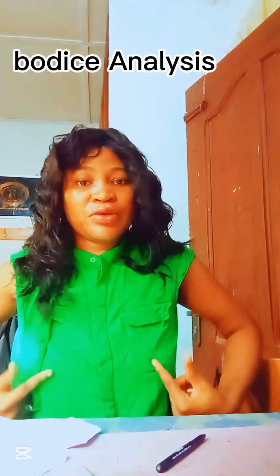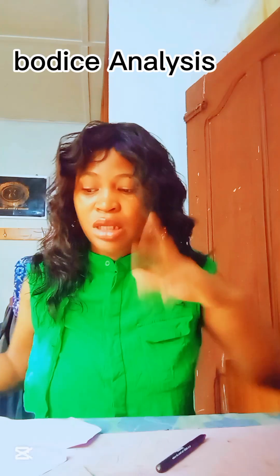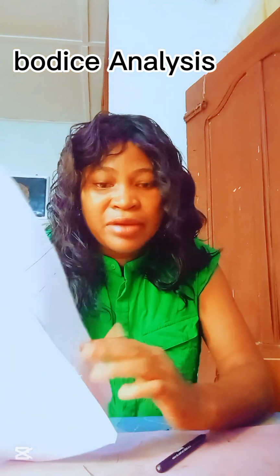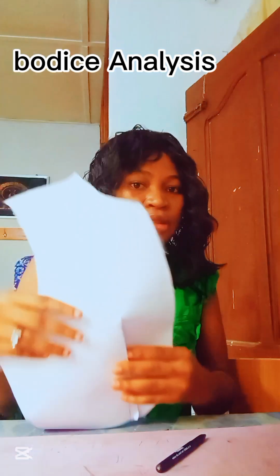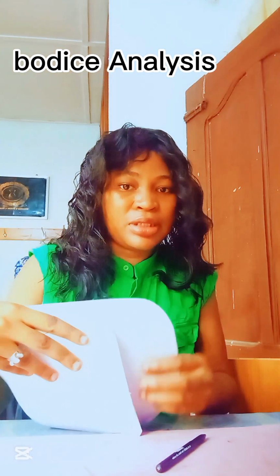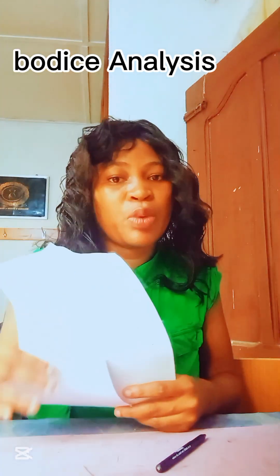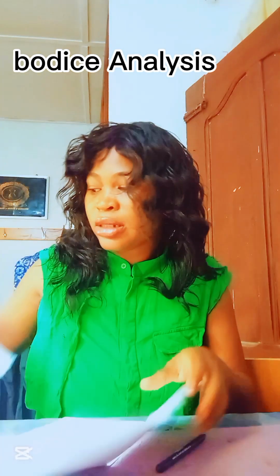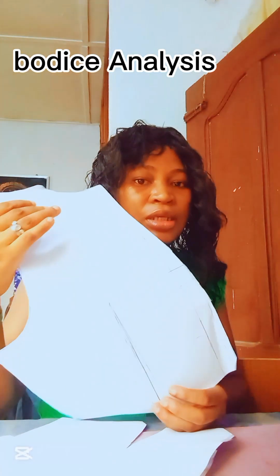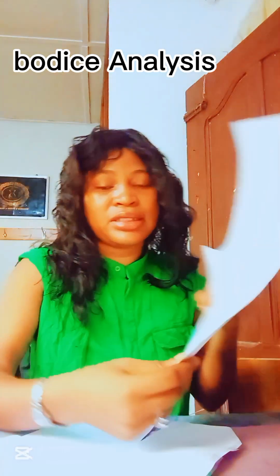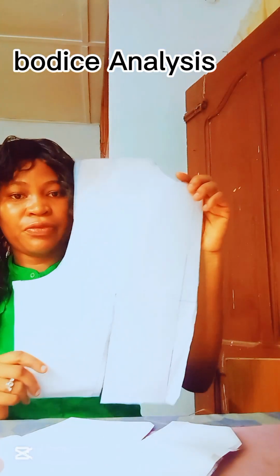The darts are the little folds you see in front of your garment. These little folds create curves around the bust, the waistline, and the back, making the body fit snugly. This is the back of a bodice.